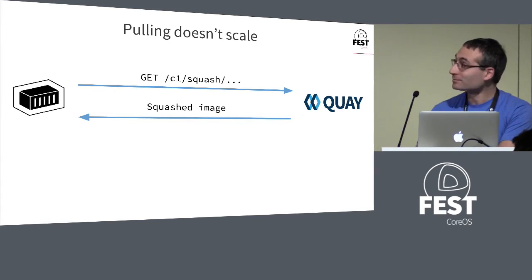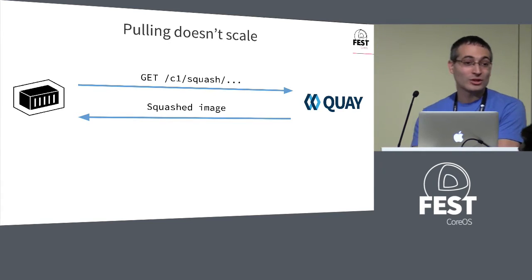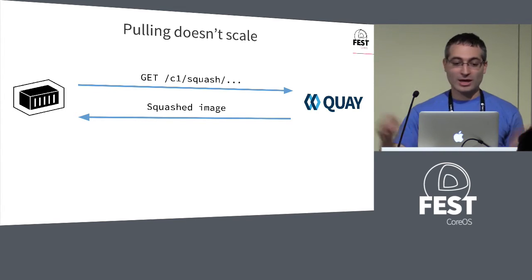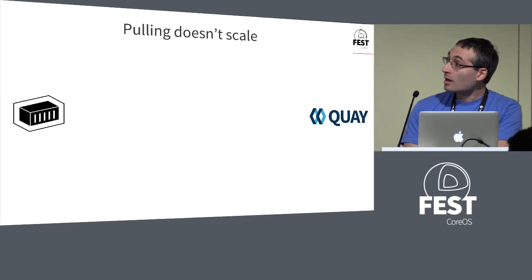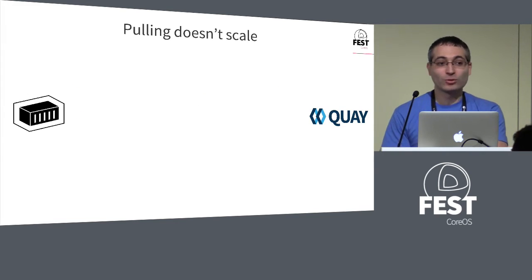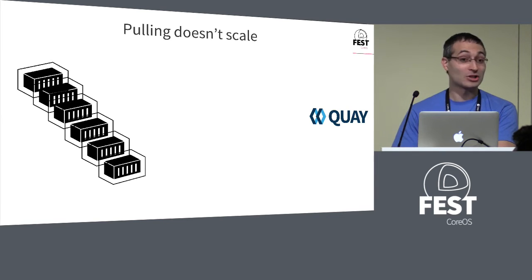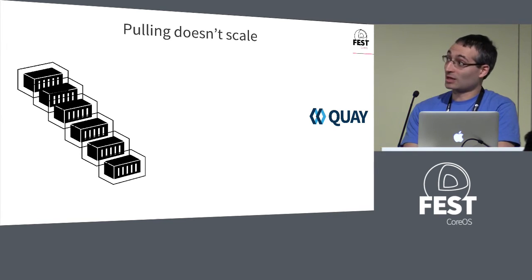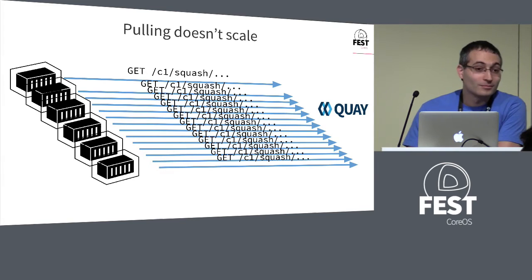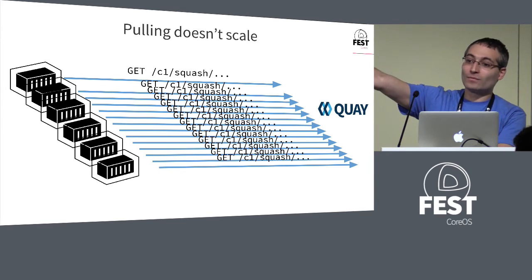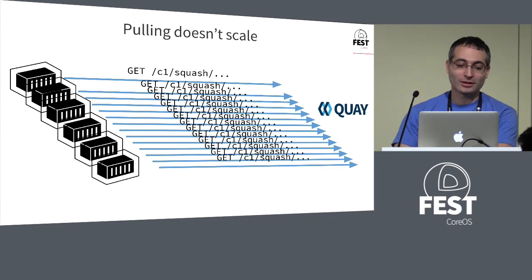So why BitTorrent? Well, pulling doesn't really scale as we've seen. So let's say I have a node and it's pulling a squashed image from Quay and we get it, no problem. But realistically, we're not deploying single machines worth of images. We're in fact deploying lots of machines, and usually we're doing lots of machines simultaneously. So if I'm going through a shared pipe to the internet, or I'm going through a VPC, that's going to saturate my pipe very, very quickly.